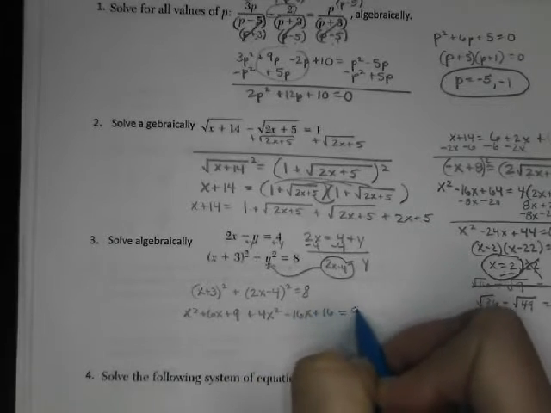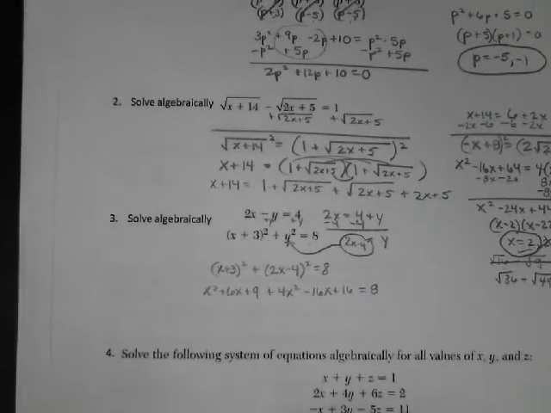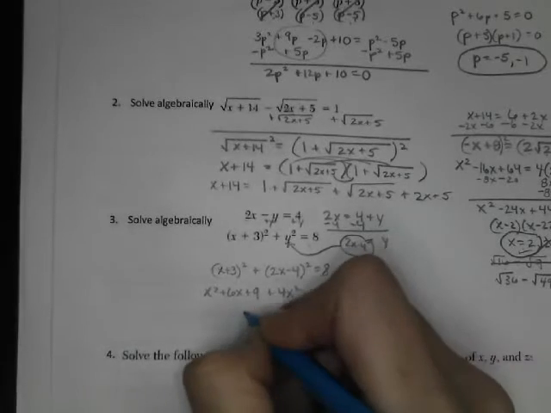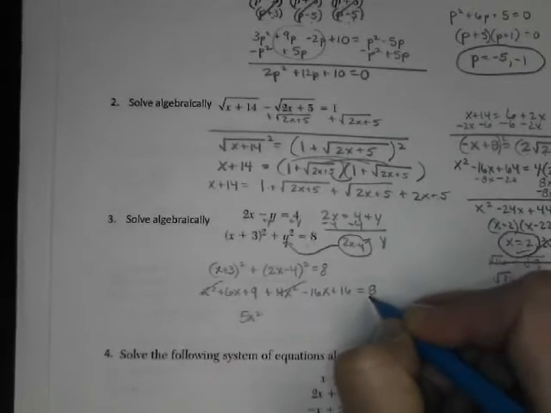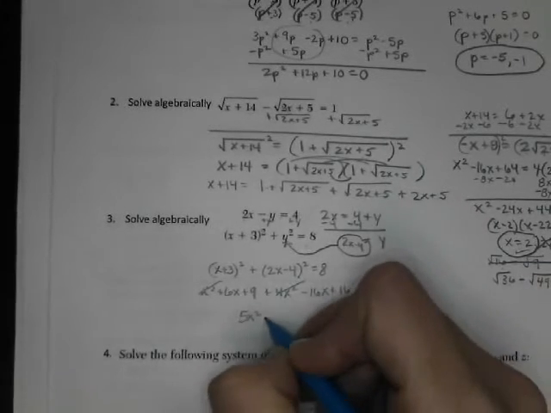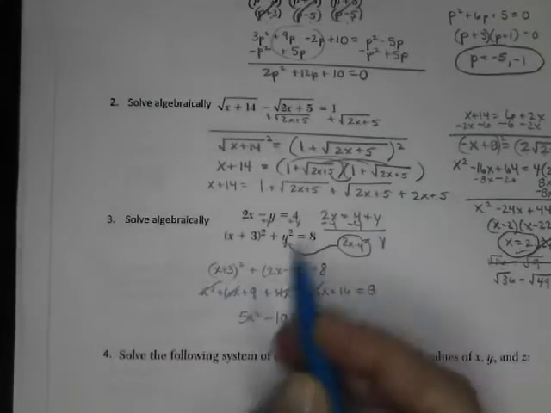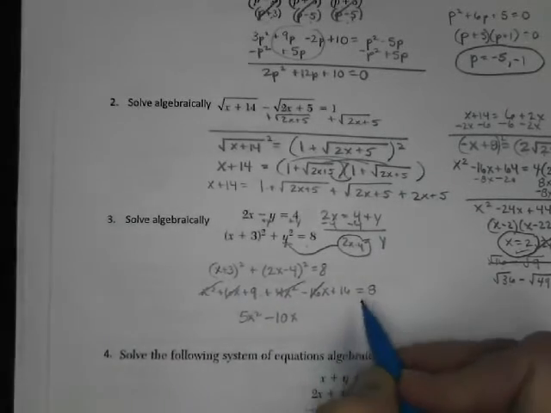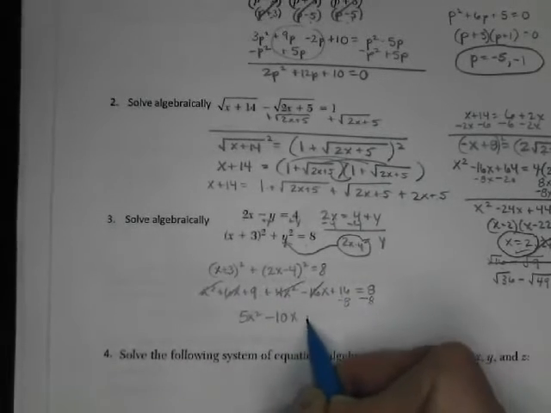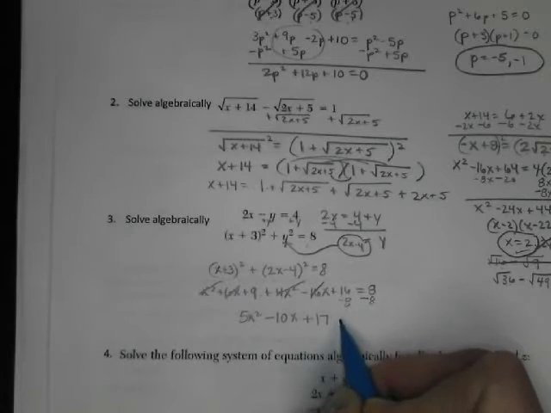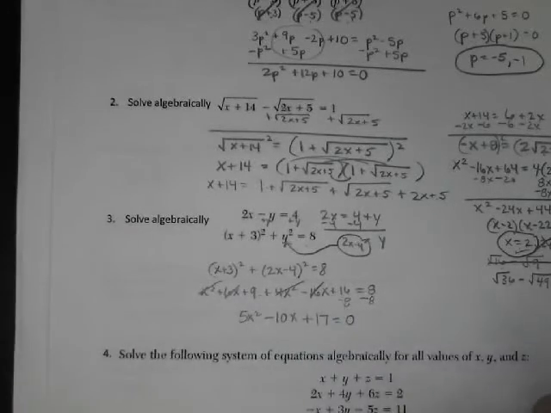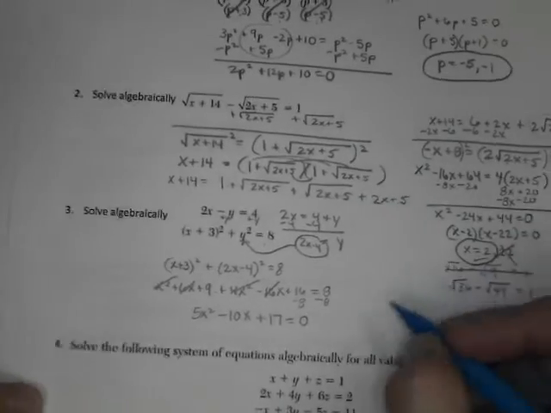You can hopefully do that out, or just trust me and see already that that's correct. And then it's a quadratic, so 5x squared minus 10x. And I have a 9 plus 16, which is 25, but I'm going to have to subtract 8 from both sides, so that's going to leave me with 17. And then it's not factorable, so to solve for x, we've got to do the quadratic formula.